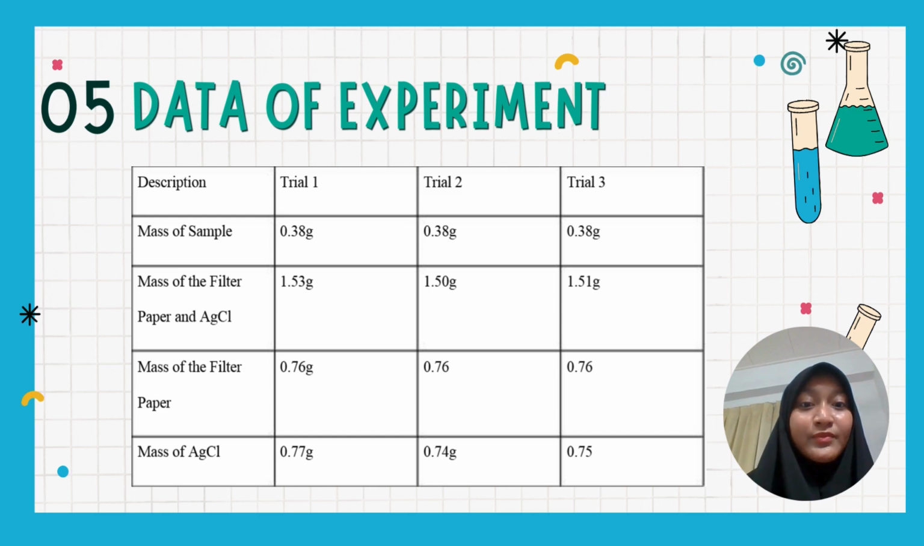For trial 3, the mass of the sample is the same, which is 0.38 gram, and the mass of the filter paper and AgCl for trial 3 is 1.51 gram. The mass of the filter paper on its own is the same for the third trial also, which is 0.76, and the mass of AgCl for the last trial is 0.75 gram.